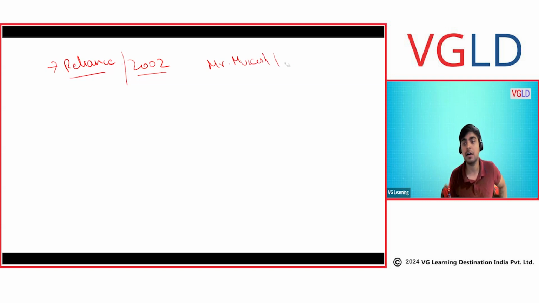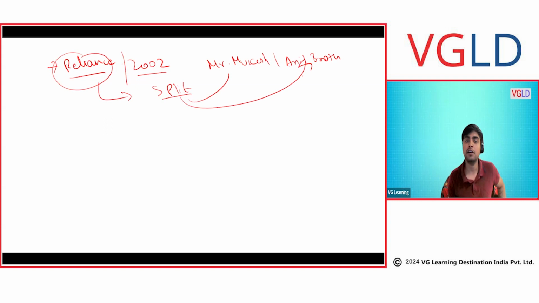How many of you know about Reliance? Anyone who doesn't know? Because this is a very famous case. Back in 2000 or 2002, you can check the date yourself, there was a case between Mr. Mukesh Ambani and Mr. Anil Ambani. These are two brothers of the Ambani group. What happened was that the Reliance group was split. Some businesses were given to Mr. Mukesh Ambani and some businesses were given to Mr. Anil Ambani.